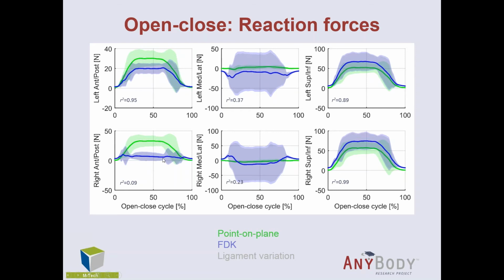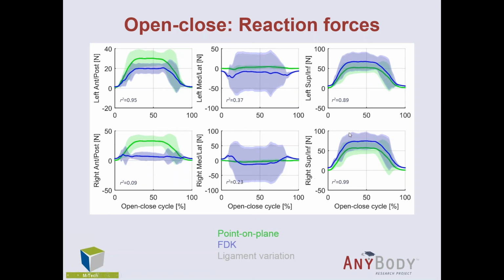So if you look at the anterior posterior force here, then the subject's geometry is clearly more flat on the right side than it is on the left side. So the assumption of this point on plane is not as good on the right side as it is on the left. So here we see a bigger difference. However, we don't know which of these two are correct because we haven't actually measured the joint reaction force, and there's no tool available to do this in any simple way at this point.